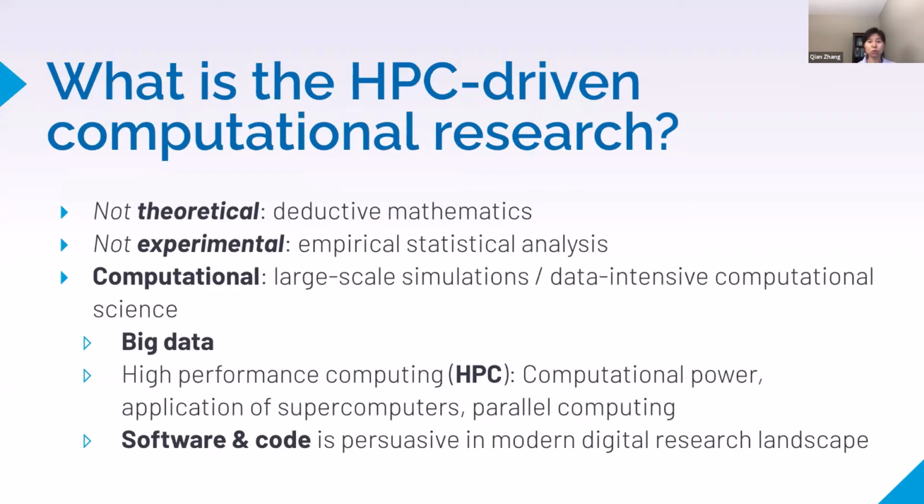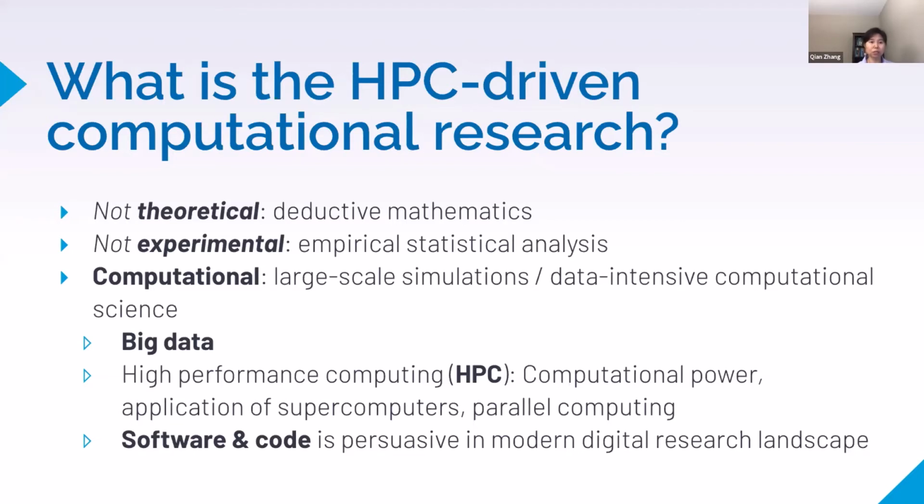Traditionally, there are two branches of the scientific method. The first one is a theoretical method based on deductive mathematics and some formal logic. The second branch is the experimental or statistical analysis of controlled experiments. The computational method is what people usually call the fourth paradigm of research method, basically when we talk about large-scale simulations or big data-driven computational science.